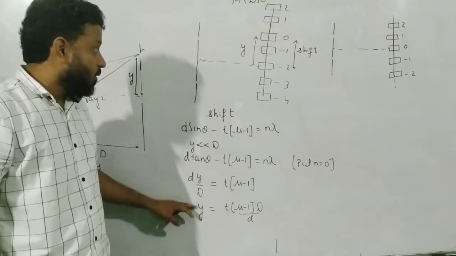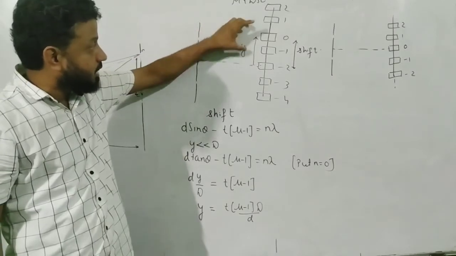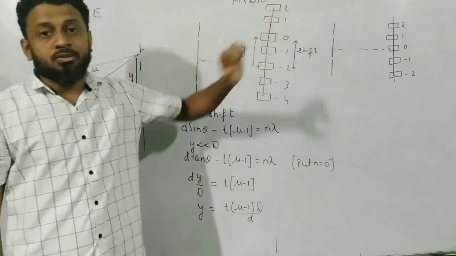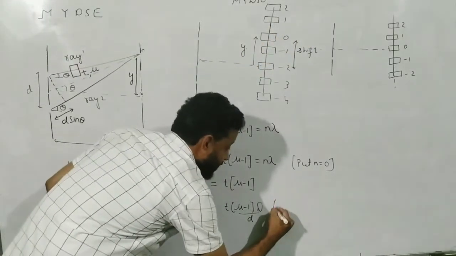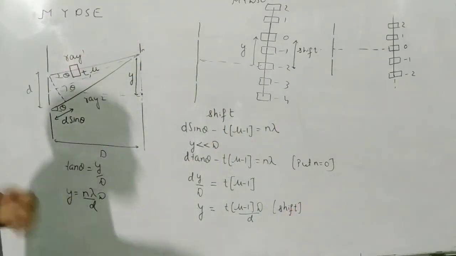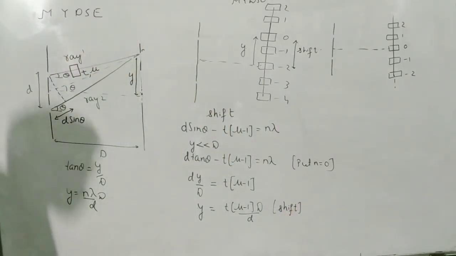If you are locating the zero order maxima, my zero order maxima has reached here. This is my y from the center of the screen, and that is nothing but exactly equal to the shift. So this is the expression of shift. Is it clear?